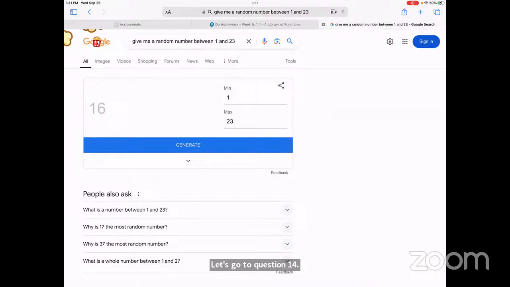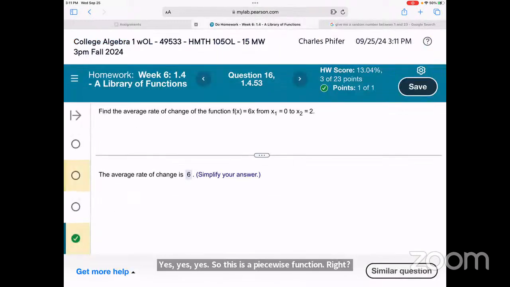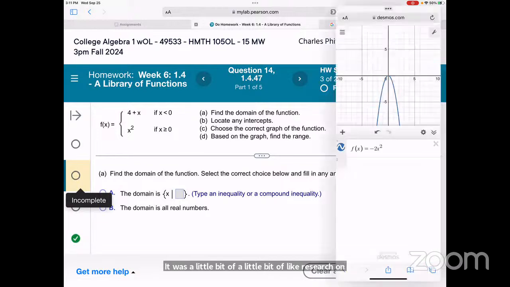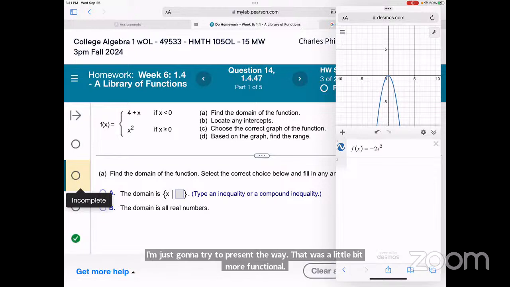Okay, yes, so this is a piecewise function, right? I'm excited about this one because with my earlier group, it was a little bit of research on the spot, because I wasn't sure how to type a piecewise function in Desmos, but we figured out a working way. We did it 2 different ways, and I'm just going to try to present the way that was a little bit more functional, if I can remember the nuances.